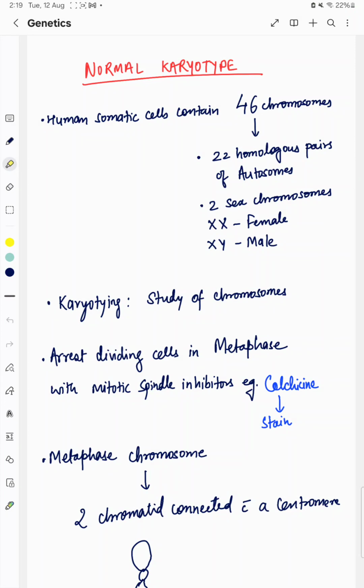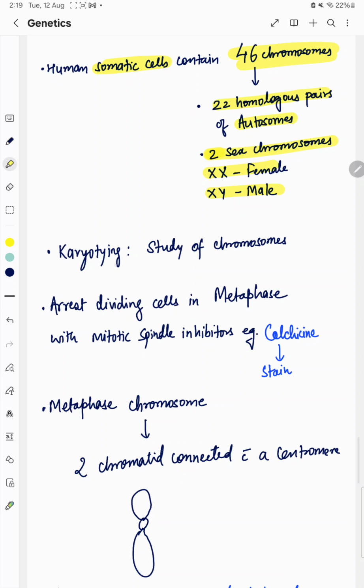Before understanding chromosomal disorder, we must understand what a normal karyotype looks like. So, in a normal human somatic cell, which contains 46 chromosomes, 22 are homologous pairs of autosomes and 2 are sex chromosomes. In female, 2 X chromosomes, and in male, 1 X and 1 Y chromosome.